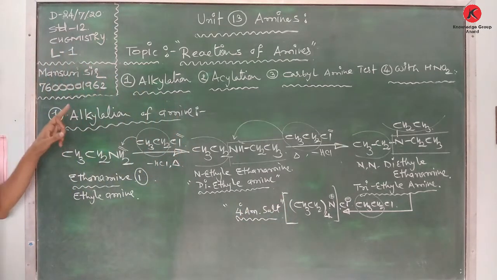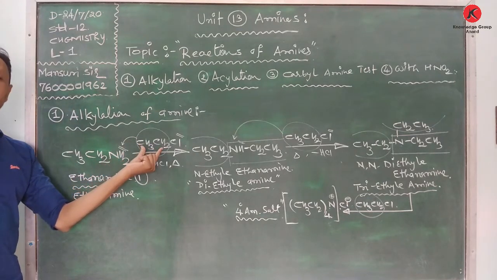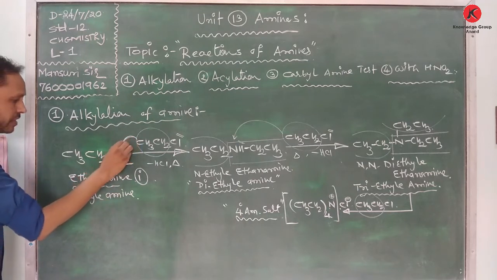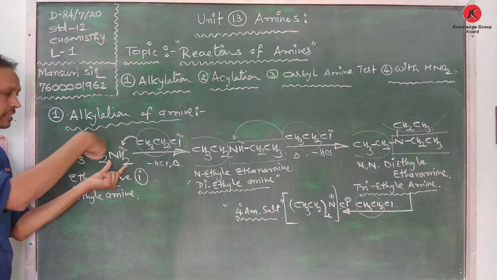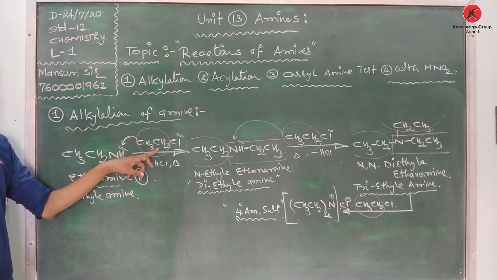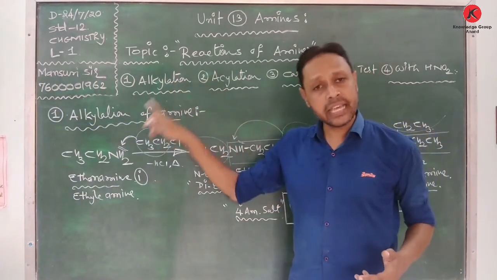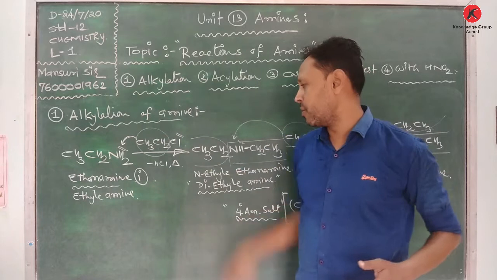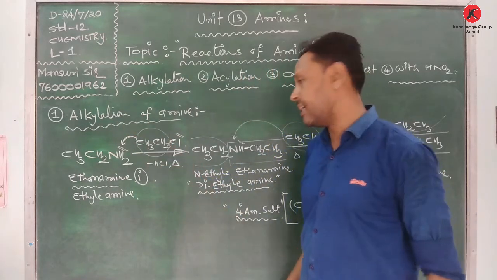So in this reaction, an alkyl group is attached to the nitrogen of amine compounds. That is why this reaction is known as alkylation of amine. If an acyl group is attached, then it will be called acylation of these amine compounds. But here alkyl is attached, that is why this is alkylation.